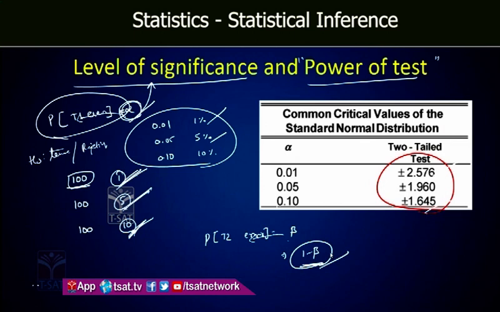ఓకే, that is very important. So probability of type 1 error ఏంటి? Probability of rejecting H naught when H naught is true.